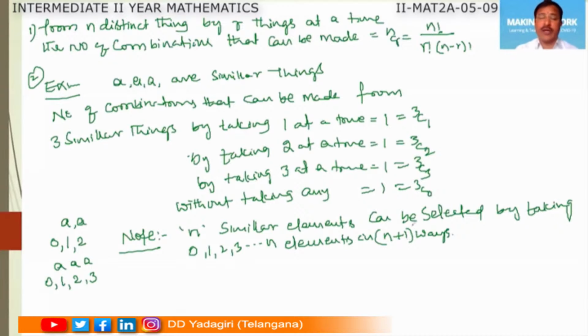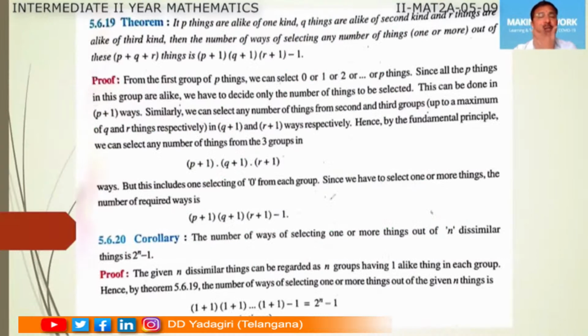So this is one important concept, right? So by using this concept, we use this theorem. You have to note down this point. N similar elements can be selected by taking 0, 1, 2, 3 and so on n elements in n plus 1 ways. Okay. Now, this point is useful in proving this theorem.